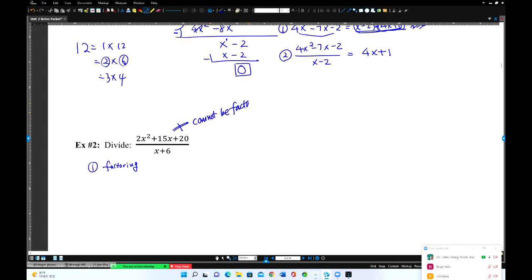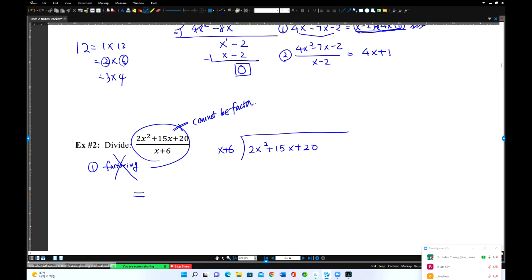So can we cross out a common factor? What are you going to do? You want to leave it this way? No, there must be some remainder. It doesn't matter. Just use long division, because factoring is not working. The next one is long division. This is long division. 2x squared plus 15x plus 20, and the divisor is 6. We're going to express this one, okay? Equal, okay?